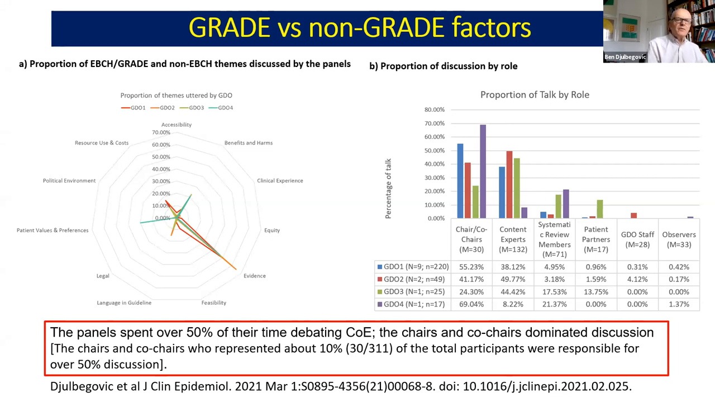So here's the answer to the first question of Paul. This is based on all 12 or 13 panels. As you can see here, this is a radar plot on the left side, looking at the main grade and non-grade themes. You can see across the panels that the discussion of certainty of evidence is by far the most common, followed by benefit and harms. All other grade or non-grade factors are blips and almost not seen. Some panels discussed them more than others, but they never exceeded the amount of discussion devoted to quality of evidence and benefit and harms. In general, panels spend over 50% of time across all the panels debating certainty of evidence, and chairs and co-chairs dominated discussion across all the panels.